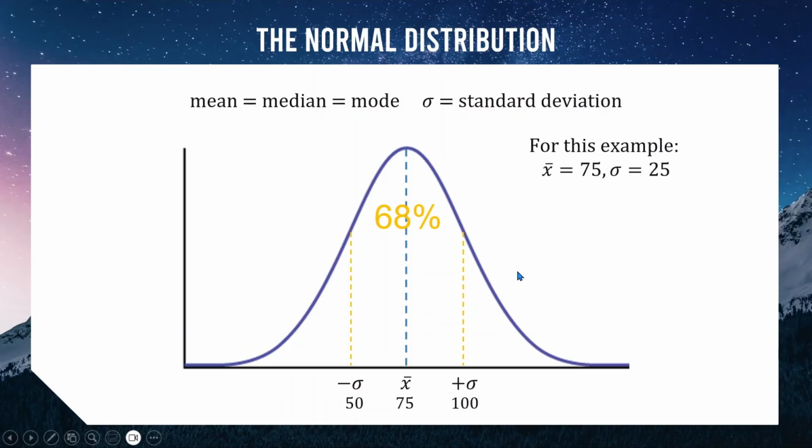Now, if we go up and down by two steps, so I add 25 again to each end, so I'm going down to 25 and up to 125, what you're going to see between these two numbers is 95% of your data set. Okay, so these are the magic numbers for the normal distribution topic.